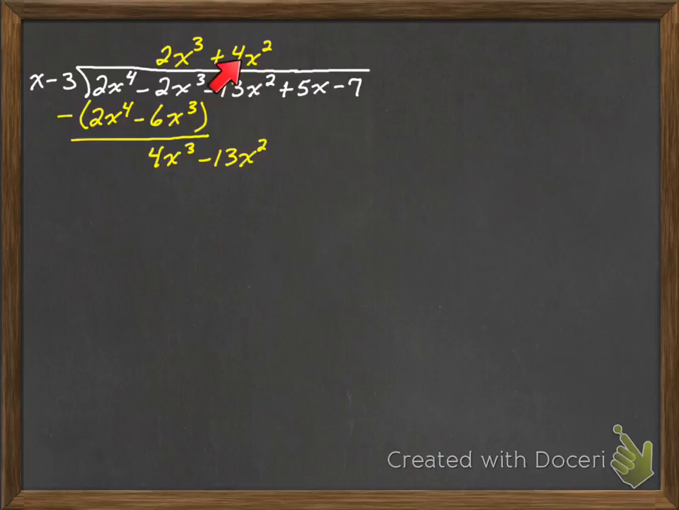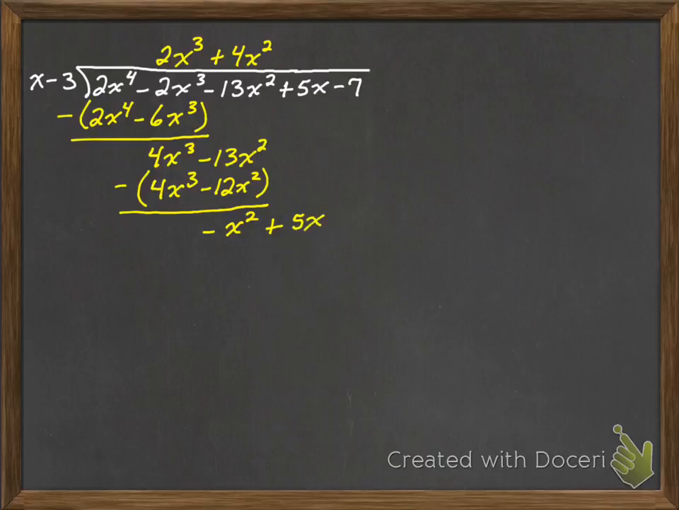All right, so now 4x squared multiplied by x gives you the 4x cubed. 4x squared multiplied by negative 3 would be minus 12x squared. Parentheses around this because we need to subtract it all. The x cubes will cancel. Negative 13 minus negative 12 will give us a negative 1x squared. And then we bring down our next term, which is a plus 5x.